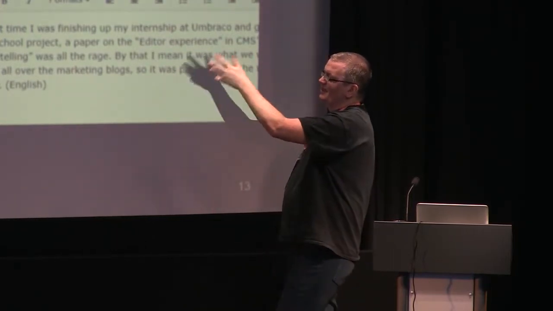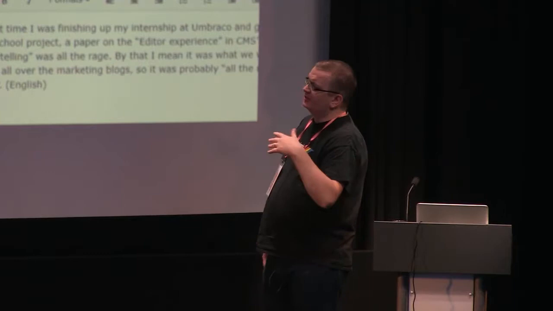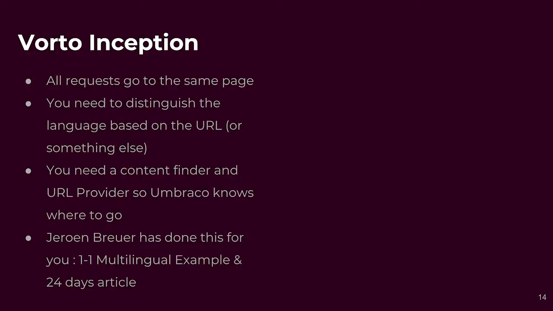The languages then are based on the current culture of the request, which moves you on to the next thing when you're doing Vorto. All requests are going to that single page. Basically, you have to work out what language is going to be based on the URL, or you might do it based on IP, but usually you do. If they come to this URL, this is our German site, so we need to pass that through in a German way. To do that, you sort of need to write a content finder and an Umbraco URL provider.